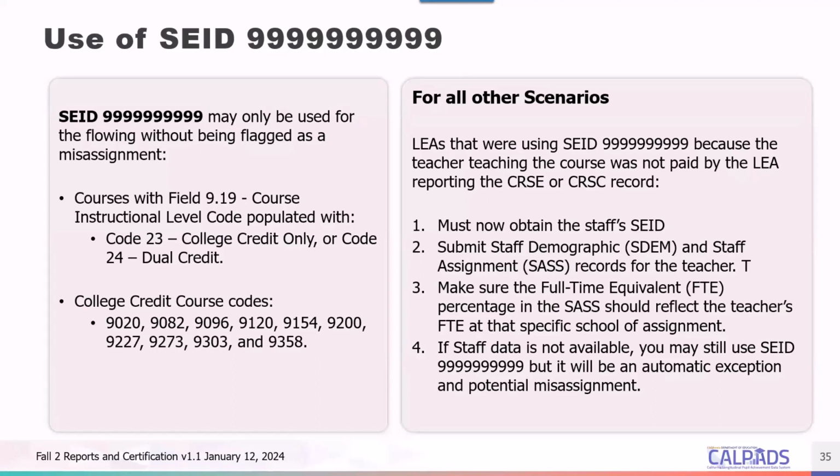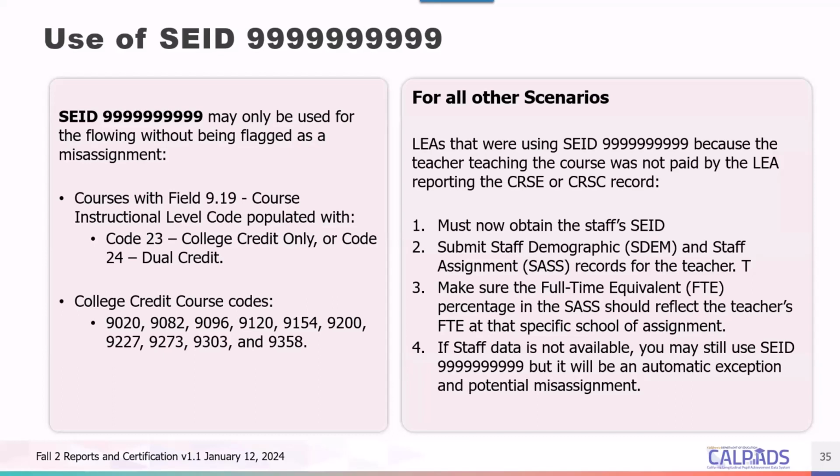Before CALSAAS, and even some of the older documentation, talks about employed staff members. That's of no importance now. We're looking for who is providing instruction to the students, whether they're a contractor, they work through the county, or however. If you have the staff members' information, if you have their demographic information, their employment history, and you know what their credentials are, you should submit the staff demographic and the staff assignment for them.